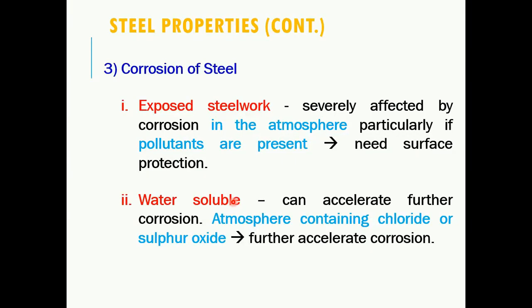The other type of properties that we need to look into is the corrosion of the steel. For example, exposed steel work may be affected by corrosion in the atmosphere if pollutants are present, so we need to do surface protection of the steel, and also water solubles can accelerate the corrosion process, especially when we have water that contains chloride and also sulfur.